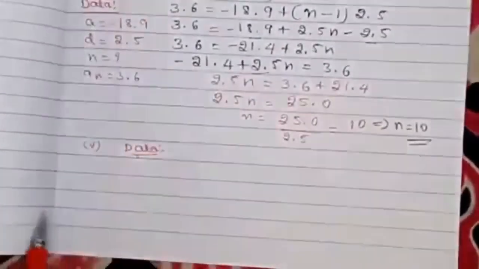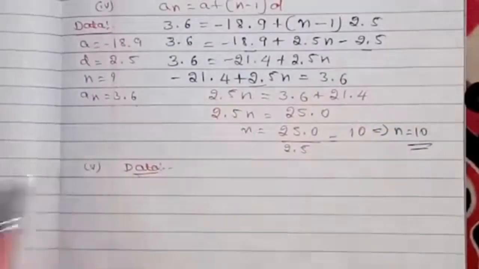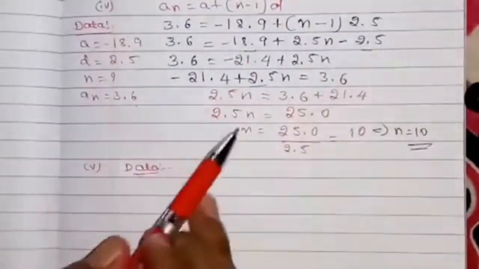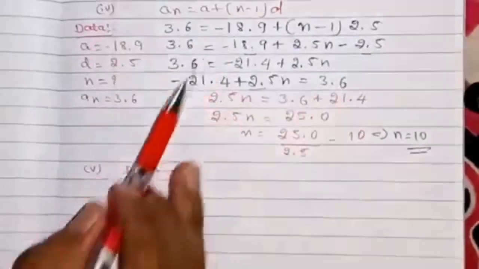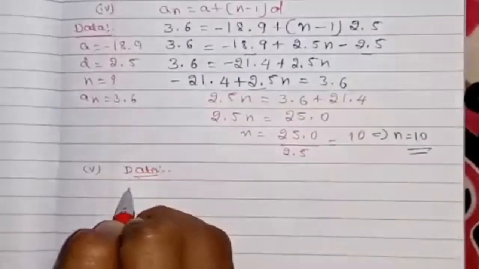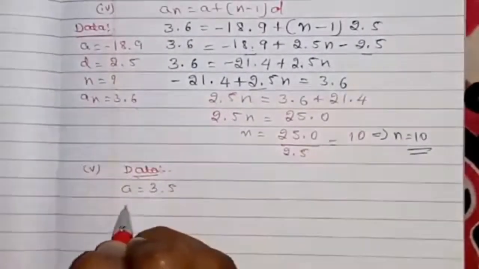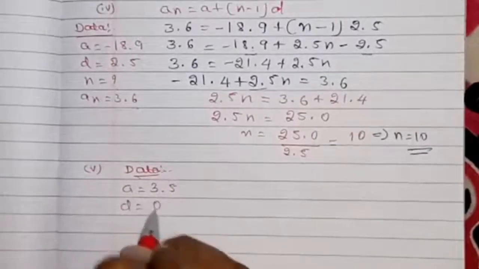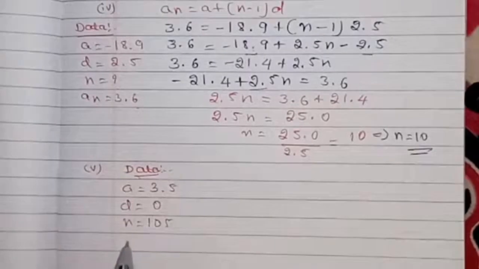So I'll write the data here. So children, here you need to write down the data, apply the values to the formula, simplify this, and you'll get the answer. Okay, so a they have given, a is 3.5 and d they have given 0, n they have given 105, and an you need to find out, that's equal to question mark.